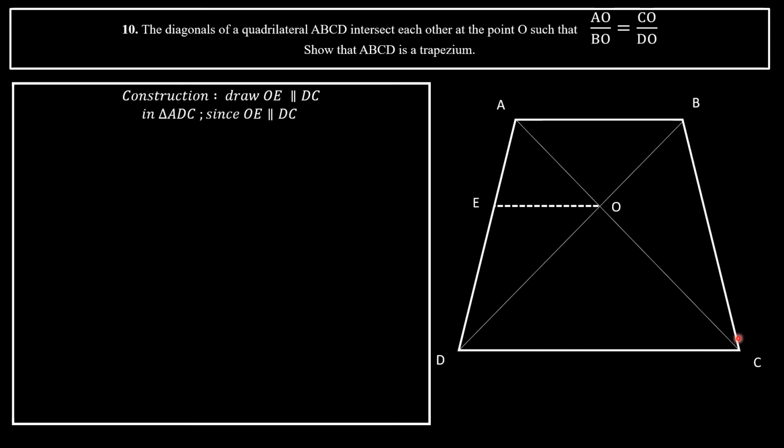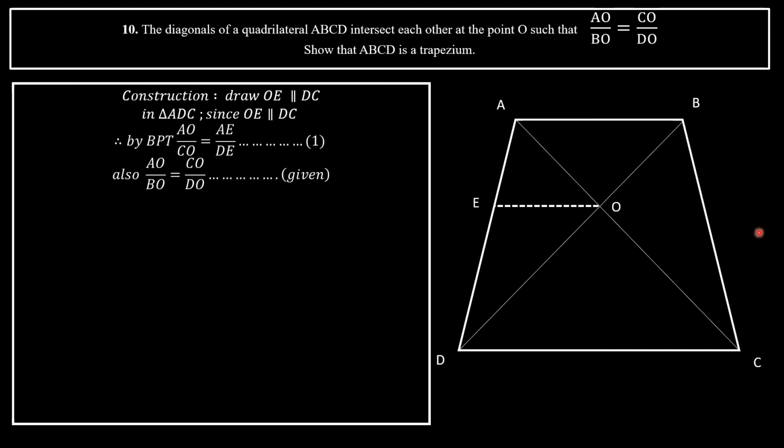Then in triangle ADC, since this is parallel to this, the ratios will be the same. Means AO upon CO is equal to AE upon DE. This is equation number 1. Also, we are given that AO upon BO is equal to CO upon DO, which means, by transposing BO and CO in this given relation, we get AO upon CO is equal to BO upon DO. This is equation number 2.